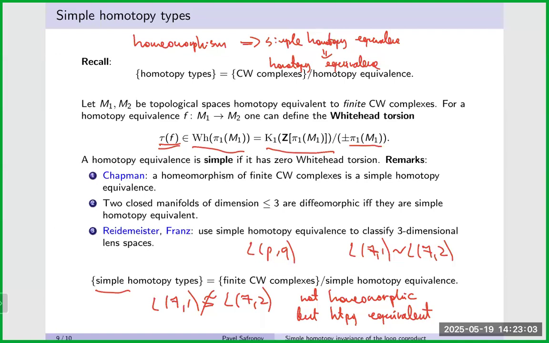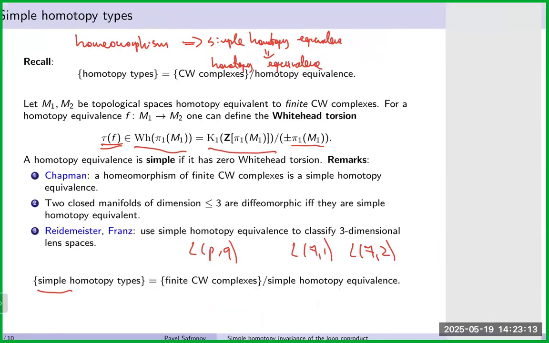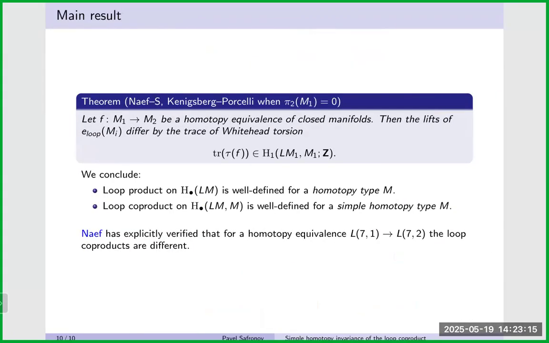Okay. So let me finally get to the main result. What is this discrepancy, and what does the loop coproduct depend on? The claim is that if you have a homotopy equivalence of closed manifolds, then the two Euler structures, the trivializations of this loop Euler class, differ by the trace of the Whitehead torsion.